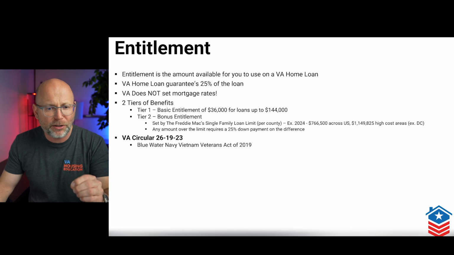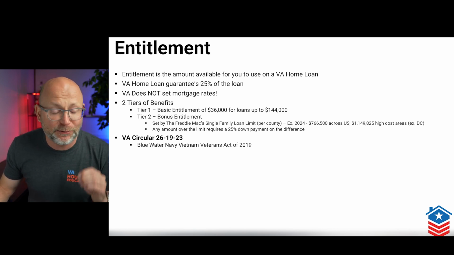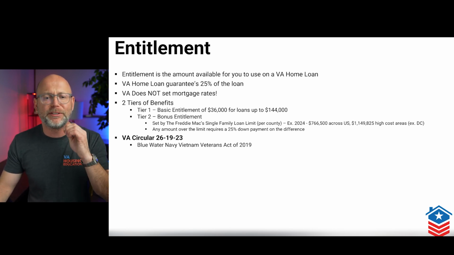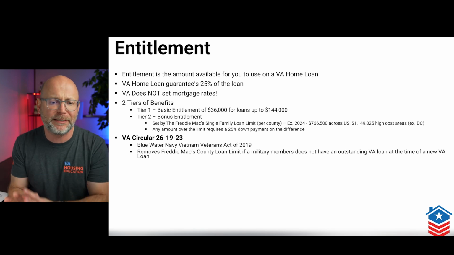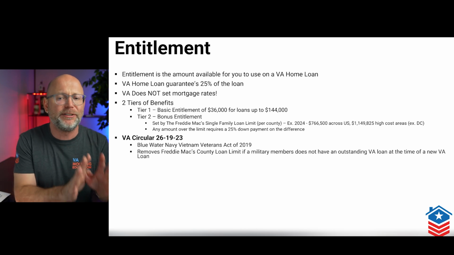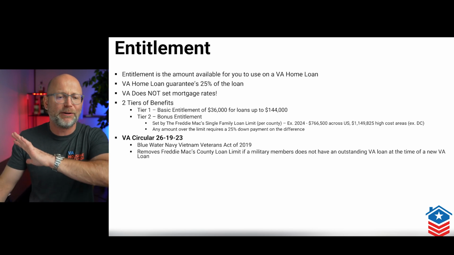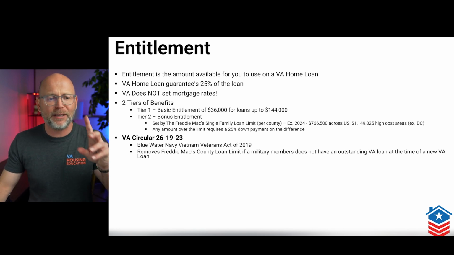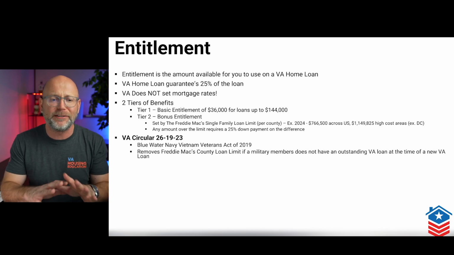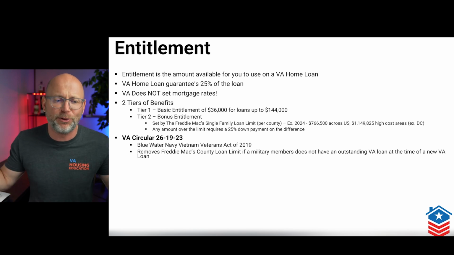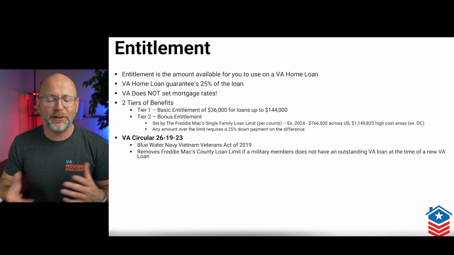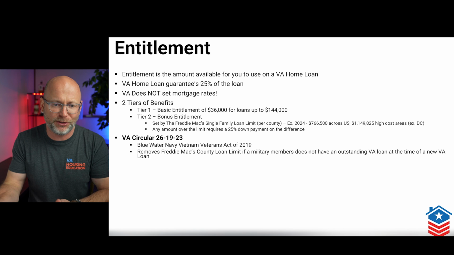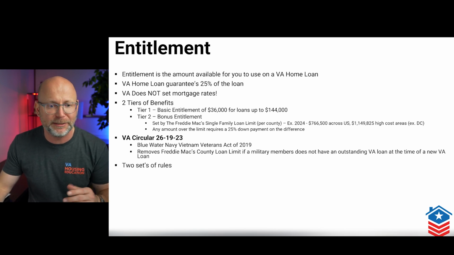It's called the Blue Water Navy Vietnam Veterans Act of 2019. So 2019 was a pivotal year for the veteran community. It basically removed Freddie Mac's county loan limit as long as you didn't have an outstanding VA loan. There was no limit on what you can get technically as long as you're eligible and qualified, right? Just because you could buy a $5 million place with no money down doesn't mean you should, number one. But the other part is you have to be able to afford it. Lender needs to be able to determine that, so you're still submitting all your documentation.